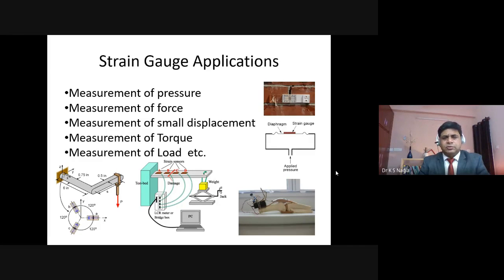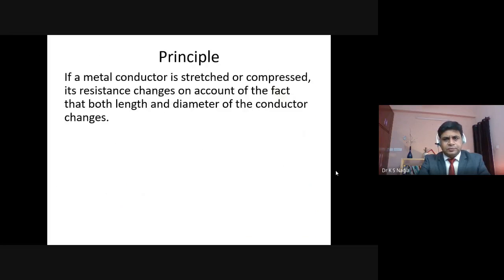Similarly, it can be used for measurement of pressure if you are mounting a strain gauge on a diaphragm of the system. As the pressure is changing, the diaphragm deformation takes place, and consequently the length of the foil as well as the wire which you pasted as a strain gauge sensor will change. It is used for the measurement of cracks in walls also, and it has a large number of other applications. So these are only a few applications where the strain gauge can be used.